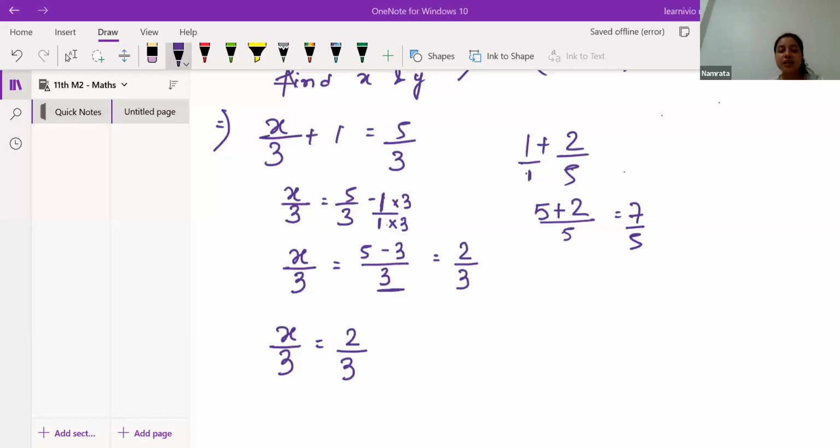Lina, you understand the addition and subtraction of the fractions, right? Yes, ma'am. Izan, is it clear now where this 1 is going? If we are having 5 by 3 minus 1, it will be 5 minus 3 by 3, right? Yes. From there we are getting x by 3 is equal to 2 by 3, and this x value will be 2.